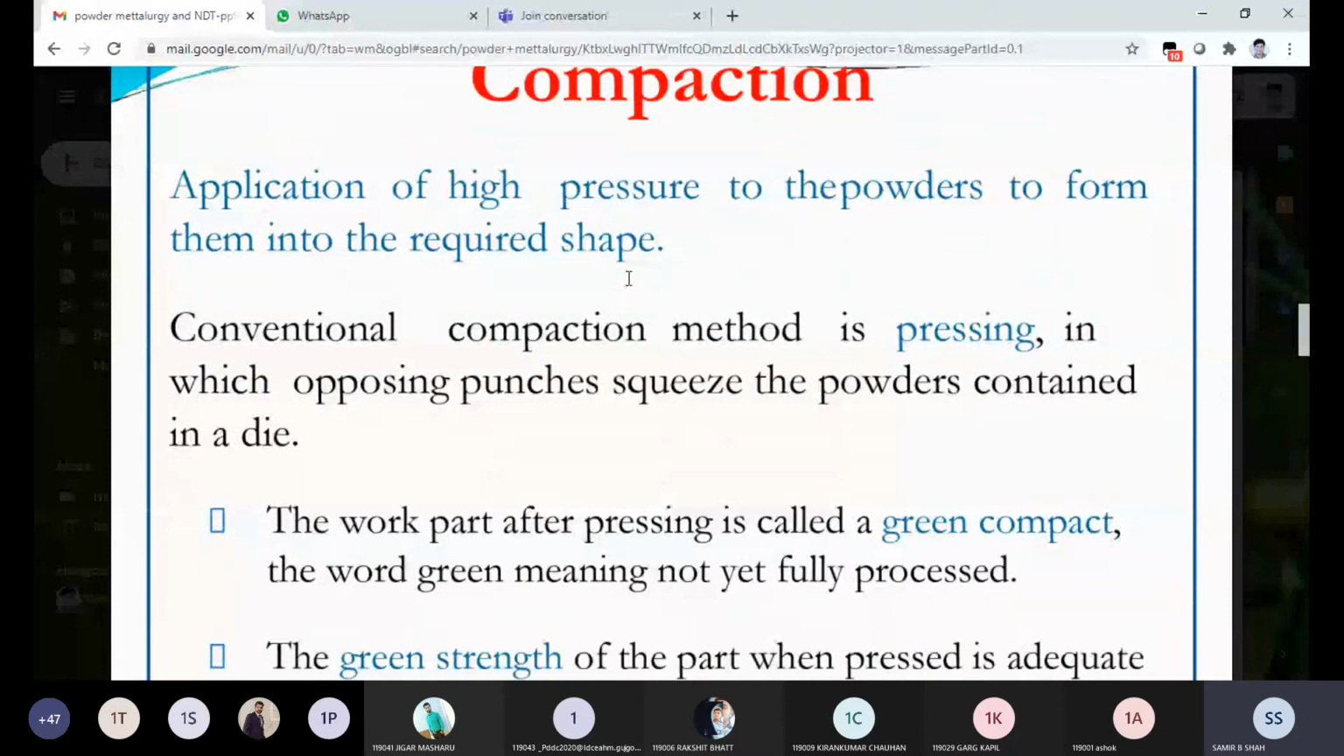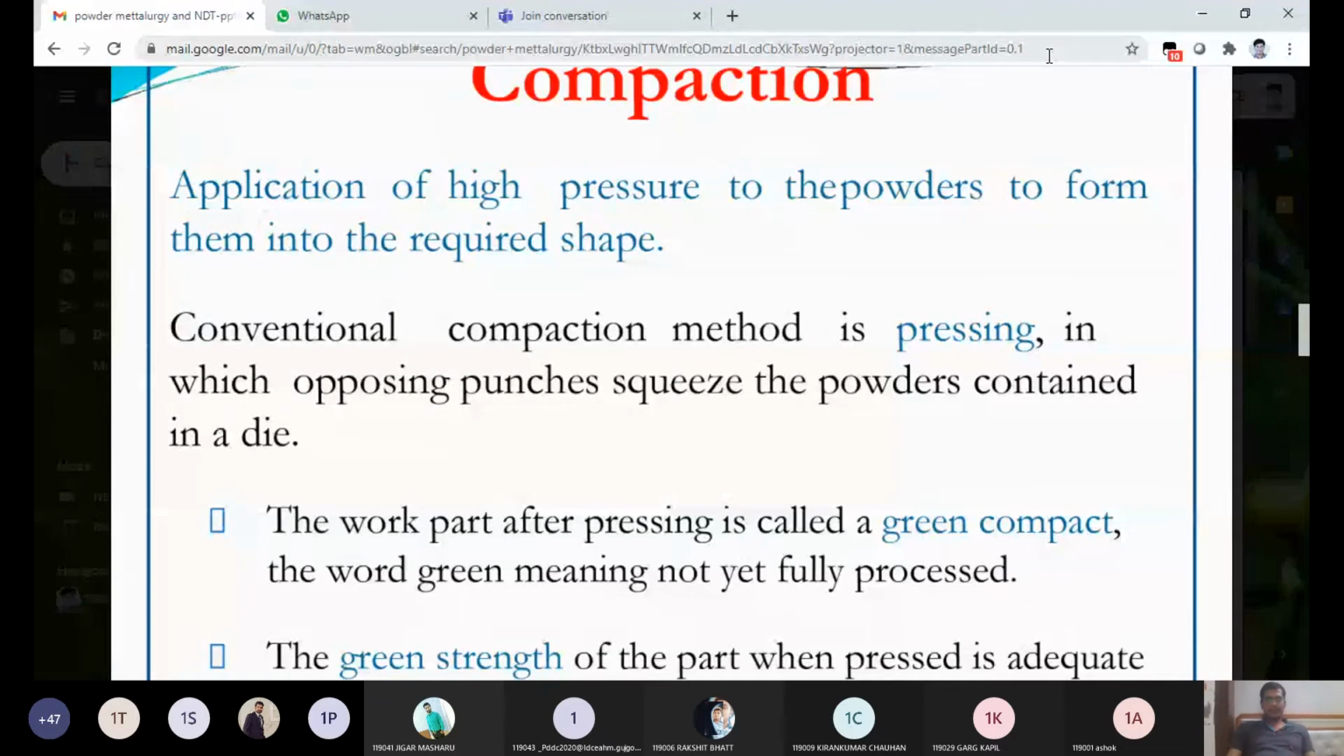This word gives you the proper idea: opposing punches. Two punches are in a vertical condition, and they come near to each other. So due to that, what happened? Whatever the space between them, it is reduced, and whatever pressure they want to achieve can be achieved with the help of the compaction process.